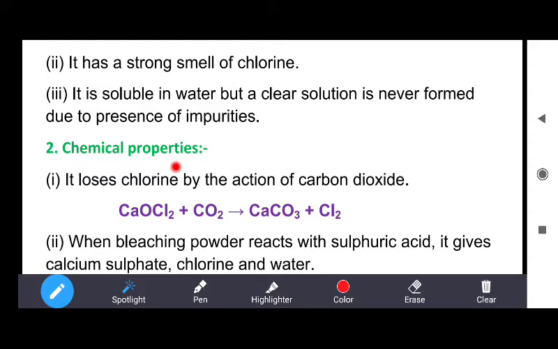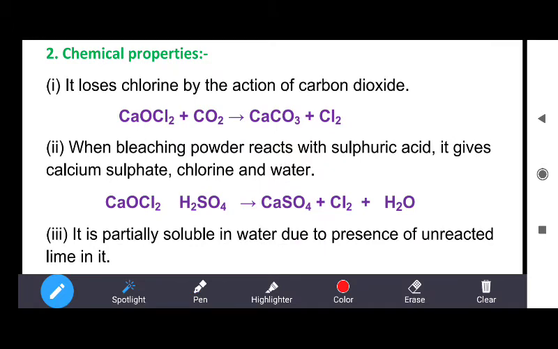Now some chemical properties of calcium oxychloride. So the first property is when it reacts with carbon dioxide, it loses chlorine. Here chlorine gas is removed and CO2 combines with CaO to form calcium carbonate.